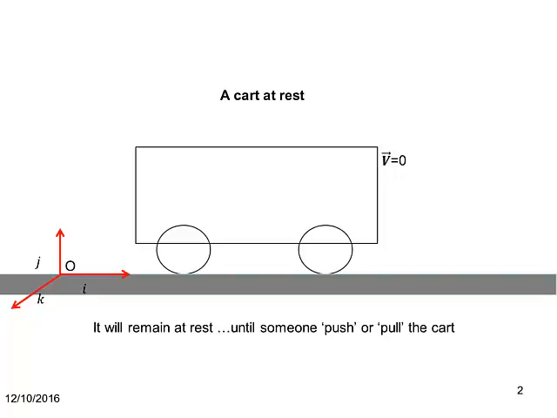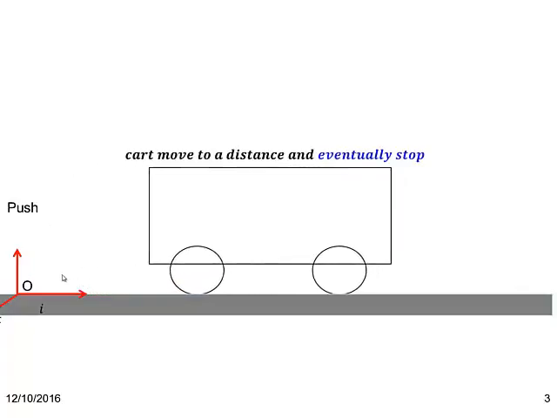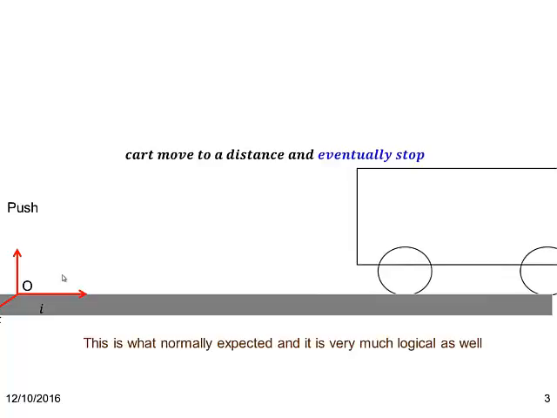When we say that the cart is at rest, we assume that it is at rest with respect to a frame of reference fixed to the surface of Earth, which is considered to be an inertial frame of reference as we discussed in the previous video. Now imagine that someone is giving a push to the cart. As expected, the cart moves for a distance and eventually stops. The cart eventually stops because of opposing forces such as drag and friction acting on the cart, opposing its motion.